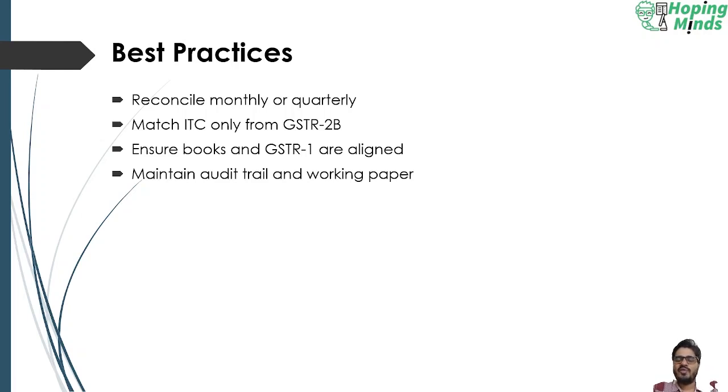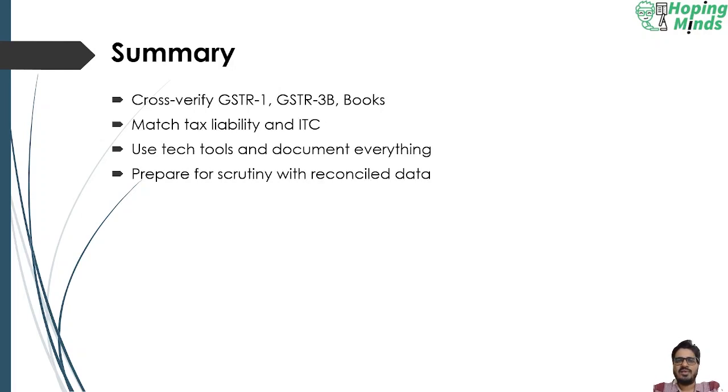So the taxpayer should always be ready to face any notices or communication from the GST department, and hence the documentation should be proper and reconciliation should always be available for presentation. So to summarize, cross-verify GSTR 1 and GSTR 3B data along with books of accounts. Then match tax liability and input tax credit. Then use technological tools and document everything. Prepare for scrutiny with reconciled data.